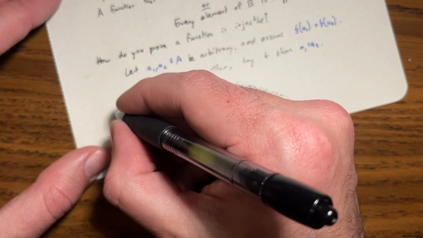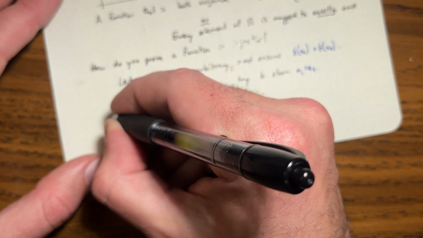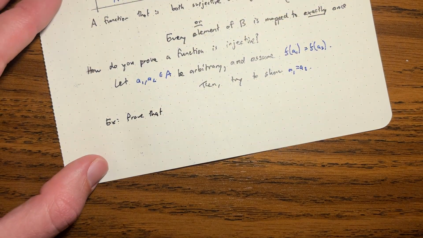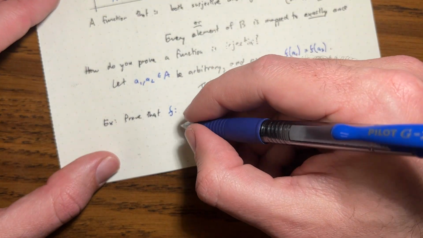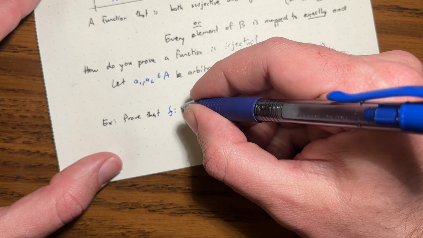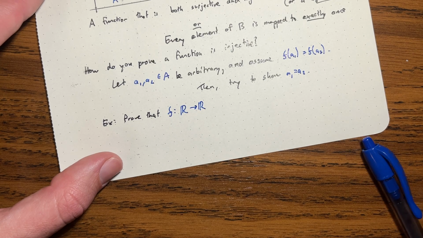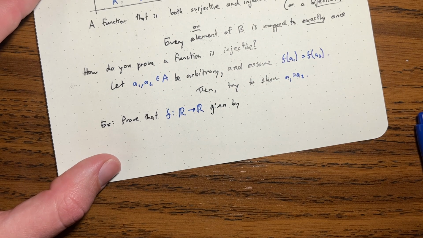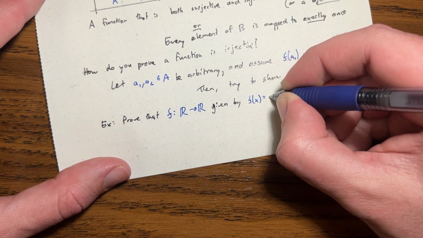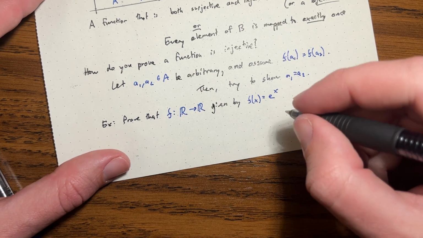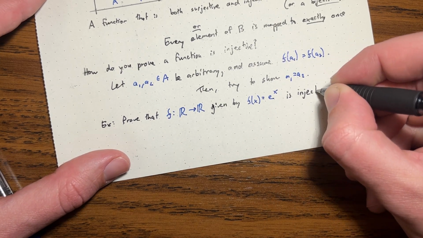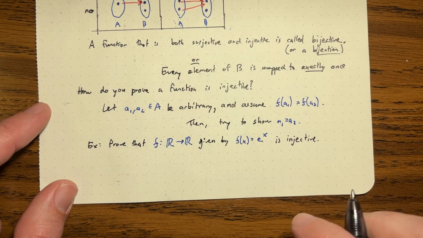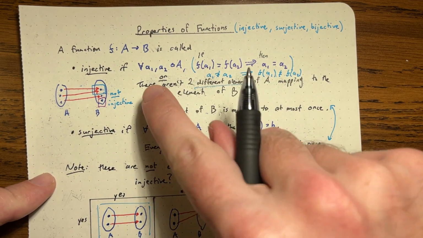Let's do an example. Again, it's going to be a little different for every problem, but let me think of a good injective function. So prove that the function from R to R given by the formula f of x is e to the x. That's a good injective function, the exponential. Let's try to prove that it's injective. There are different ways you can prove this. Let's try to do it straight from our definition to get some practice actually using it.